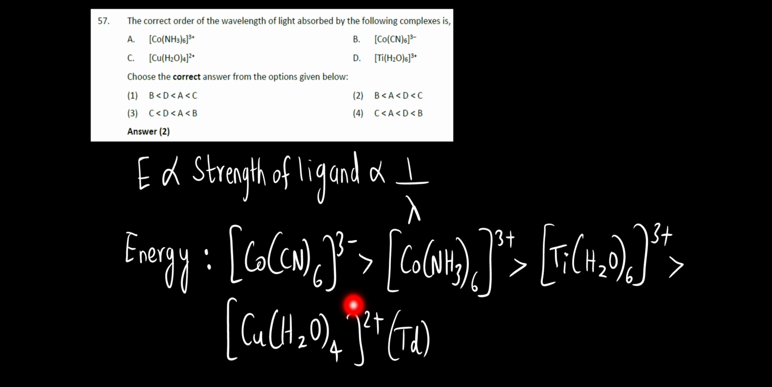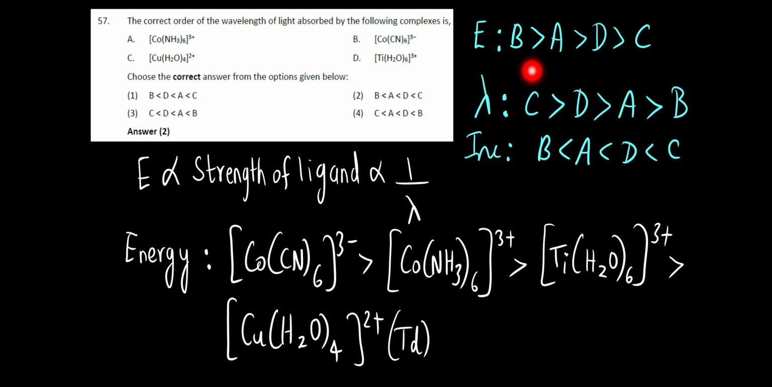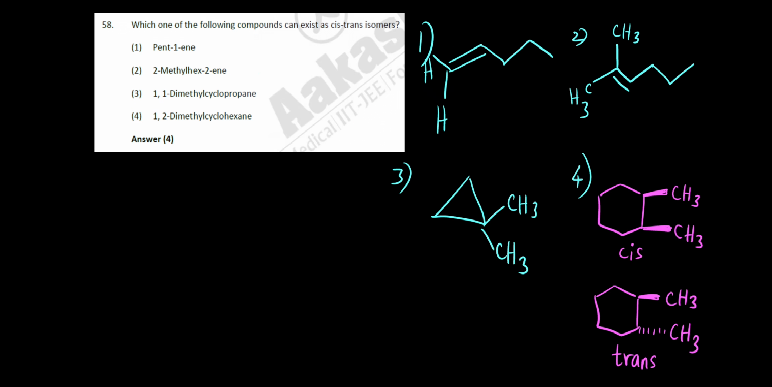So that is why the tetrahedral complex, with coordination number 4, is going to be sp3 hybridized tetrahedral. So that is why it is lowest. So this is the energy value, that is BADC, decreasing order. So wavelength will be opposite, CDAB, this is a decreasing order. So increasing will be B less than A less than D less than C. Okay, BADC. So the correct answer is option 2.